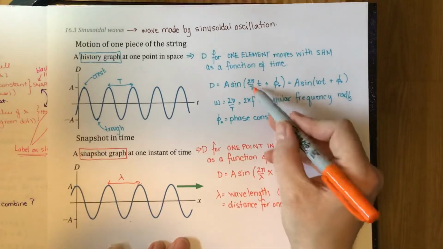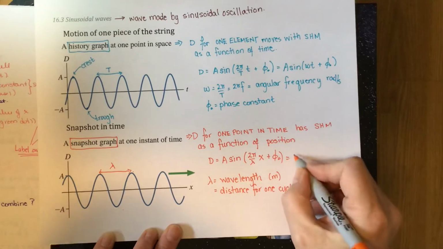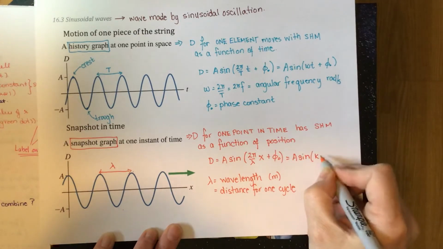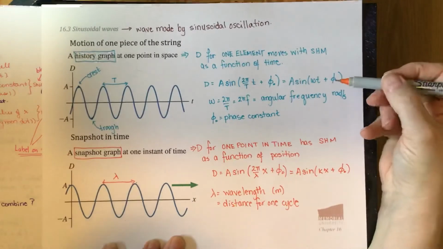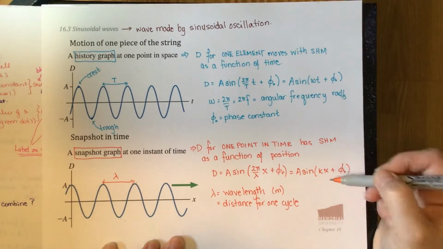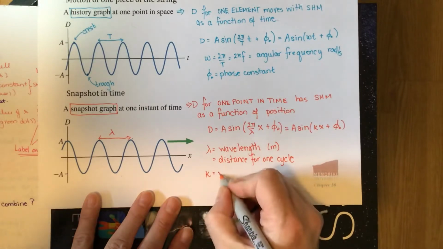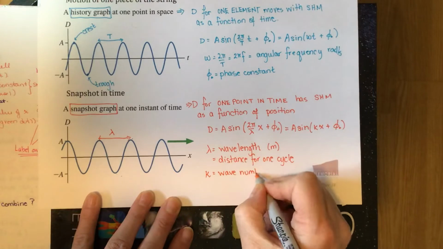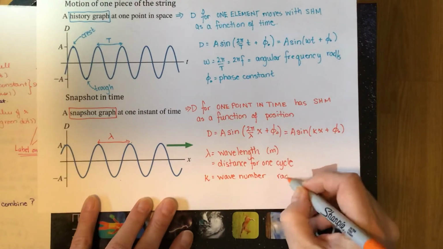Up here, we said 2 pi over T was omega. We can do the same sort of deal down here. Down here, we say that 2 pi over lambda is called k. Up here, omega is radians per second. Down here, k is radians per meter. So k has a name. k is called the wave number. And the units are either meters to the -1 or radians per meter.